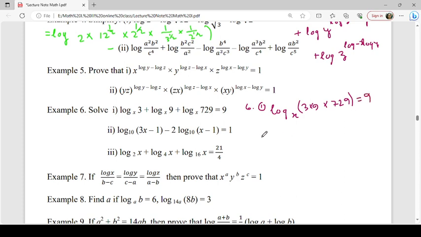So this implies x to the power 9 is equal to 3 into 9 into 729, which is 9 cubed. This is equal to 3 into 3 squared into 3 to the power 6, because 9 cubed means 3 to the power 6. So it is 3 to the power 9. We have x to the power 9 equal to 3 to the power 9, which implies x is equal to 3.